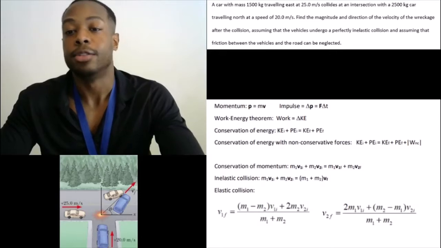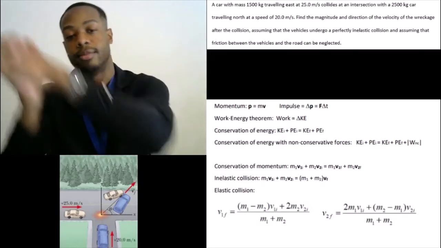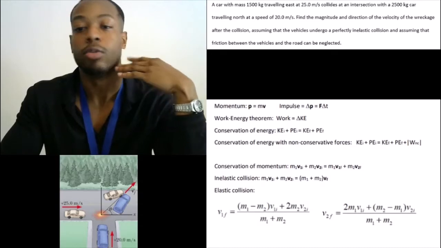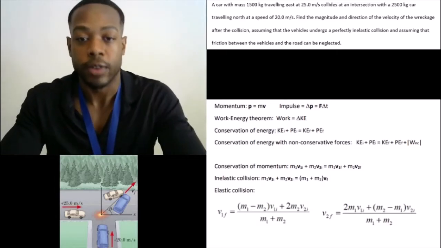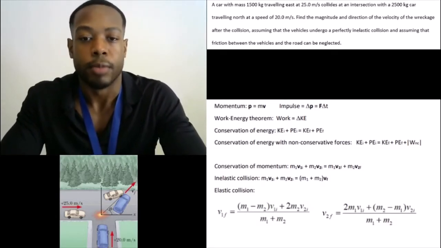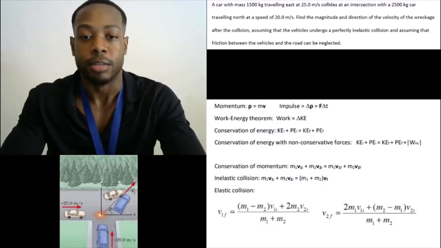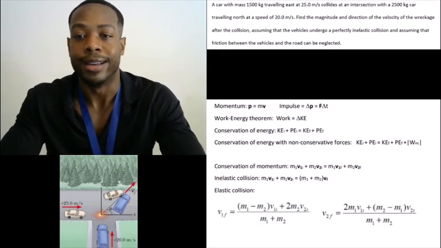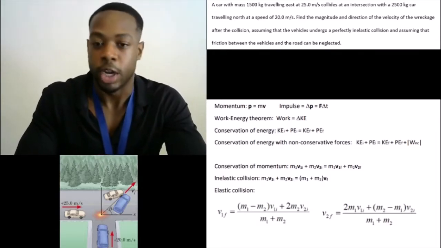We want to find the magnitude and the direction of the velocity of the wreckage after the collision. So they collide, go northeast, perfectly inelastic, and assuming the friction between the vehicles and the road can be neglected. That's good information. We're doing a conservation of momentum problem, right? Momentum is not going to be lost here. So we've got a perfectly inelastic collision. We're going to write out the perfectly inelastic collision formula, and we can talk a little bit more after we get it written down.